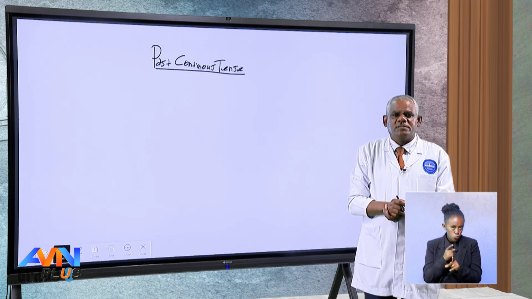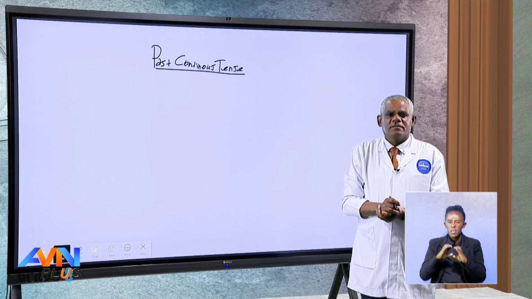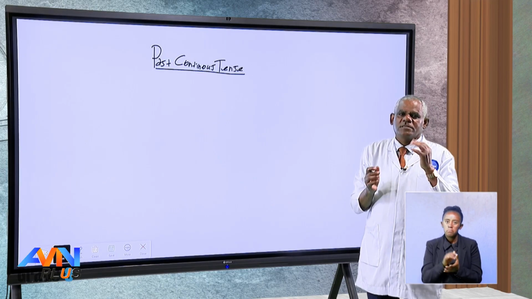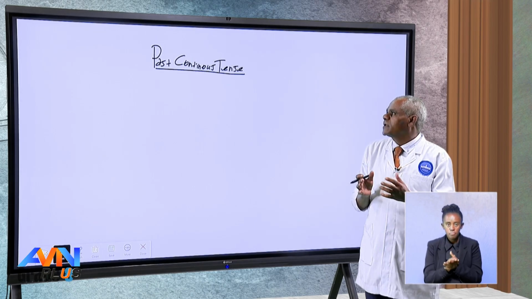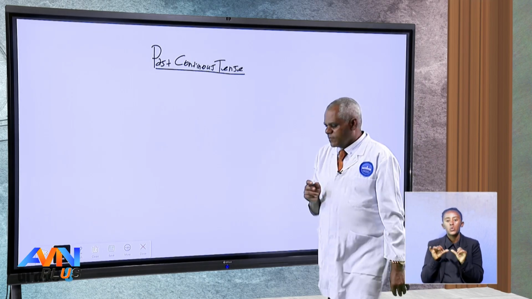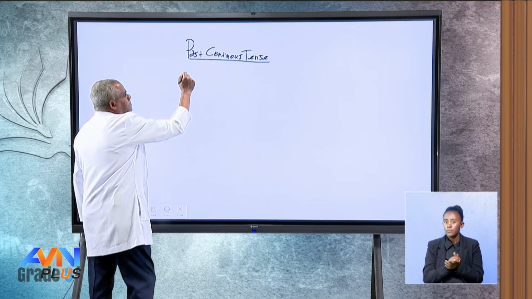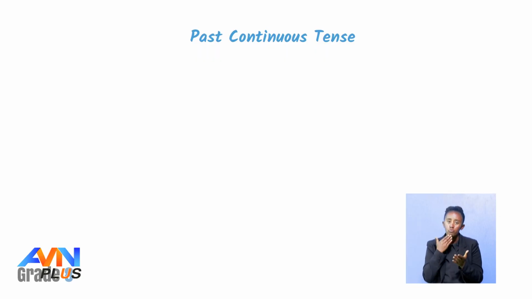Sure that you practiced, you learned it in grade 7. You have been doing it in grade 6 and grade 5 too. But let's go and see what past continuous tense looks like and its form. Very nice. I'm sure that you are good at this form. Are you familiar with this?